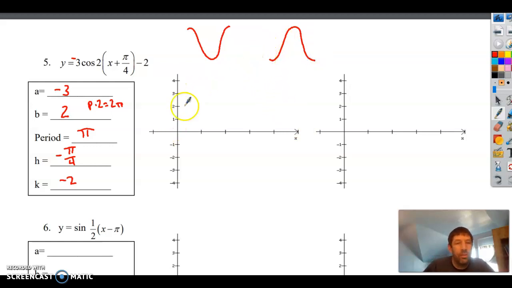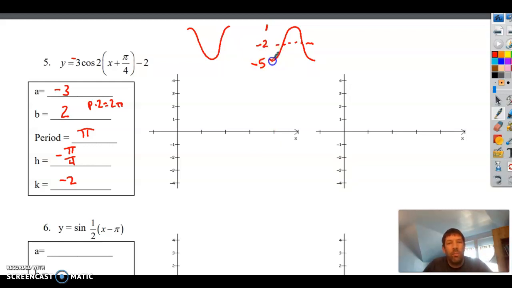And again, I'm going to start the same way I did for sine. I'm going to find that k value, which is the middle of the graph. K value is -2. Then I'm going to use my a value to find the highest and the lowest points. The a value is -3, but really the negative just tells us that it's flipped. The 3 is what tells us how much to go up and down. So we're going to go up 3 from -2. That's going to take us up to +1. And down 3 from -2 is going to take us down to -5. Okay. So the highest point is 1, lowest point is -5.